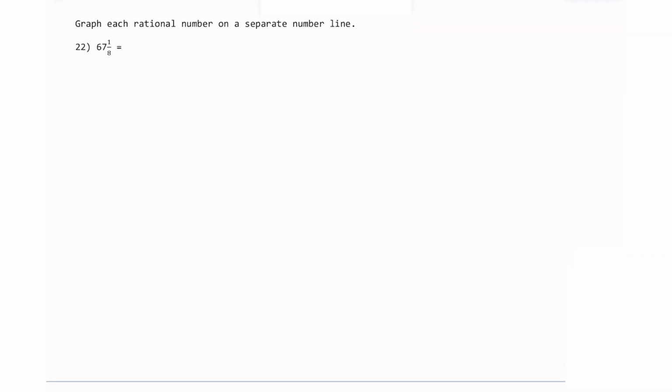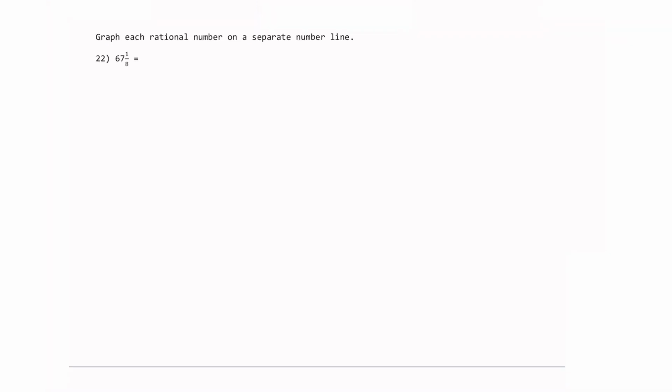Moving to the next one. It says graph each rational number on a separate number line. It's the same kind of question, but now instead of giving you 4 or 5 numbers to be plotted on the same number line, they're giving only one number to be plotted. Okay, so what are we going to do?